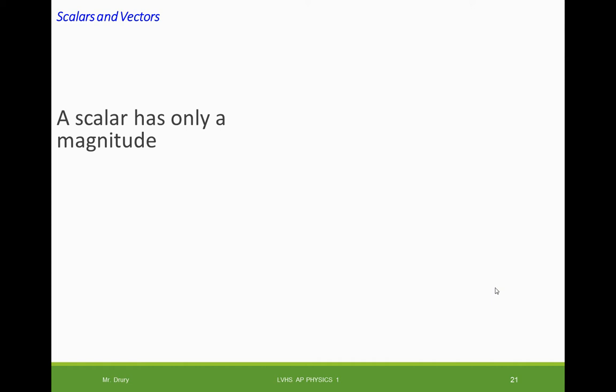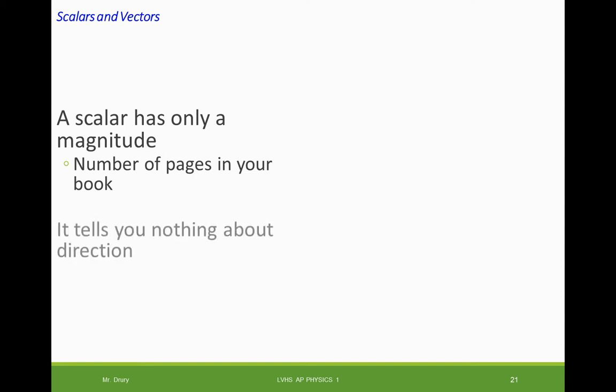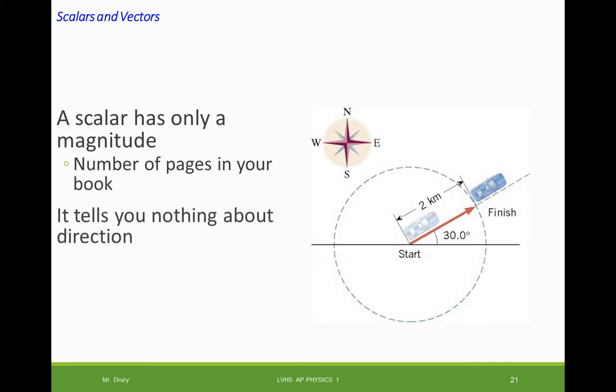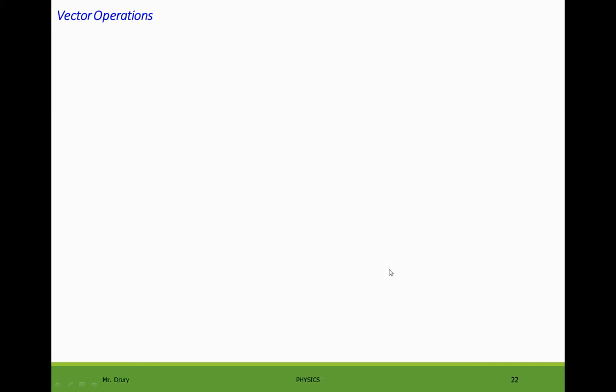On the other hand, a scalar only has magnitude. It doesn't tell you what direction. For example, the number of pages in your book would not give you any direction. Here's another example. Let's say that you drove 2 kilometers away from your starting position. It really would give you no information other than the fact that you're 2 kilometers away. You could be anywhere on the circumference 2 kilometers from your starting point.